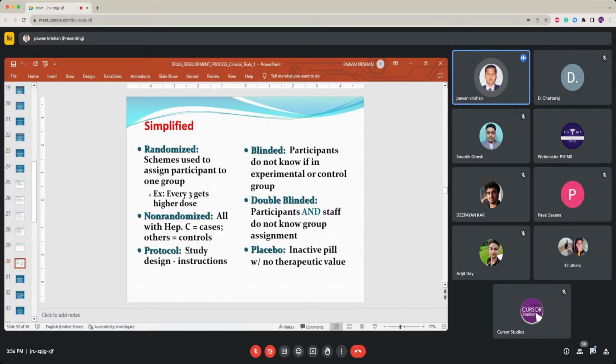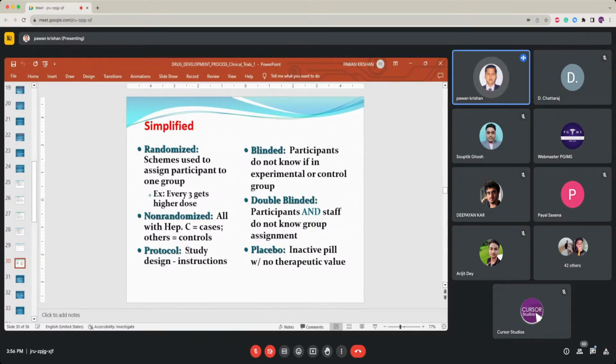Then different types of blinding are done: single blind and double blind. In a single blind, or normally called a blinded study, the participants do not know whether they are in the experimental, control, or placebo group. Whereas in a double blind, the participants and the staff, meaning the physician or the investigators, do not know which group the patient is assigned to. So that becomes a double blind, and it is a very strong, robust design.